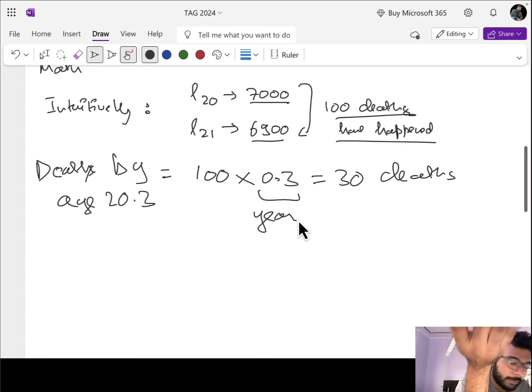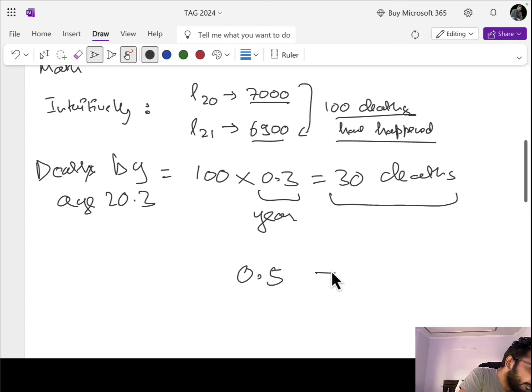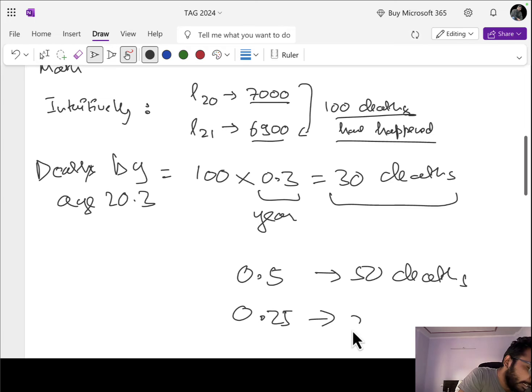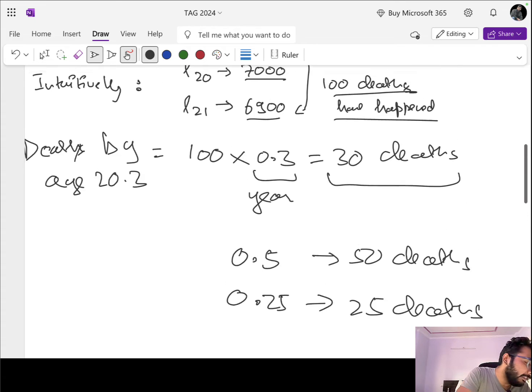So one of the good assumptions to take here is to assume that the deaths are distributed linearly, and in 0.3 of a year, 30 deaths have happened. In half a year, 50 deaths have happened. In a quarter, that is 0.25 of a year, 25 deaths have happened. And that is just your linear interpolation. Now, how do you apply it in this case?